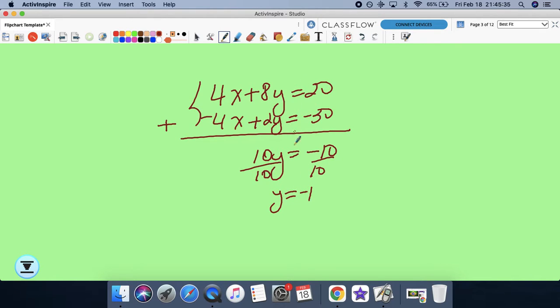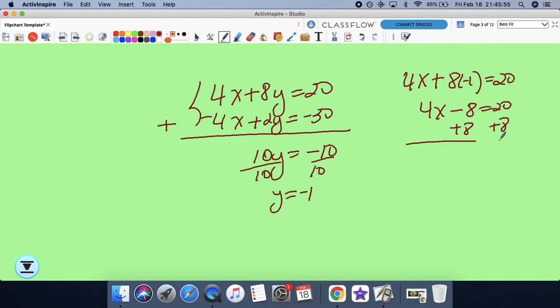Now that I know what y is, I can pick either of the two equations and replace y with negative 1. I choose equation 1, so 4x plus 8 times negative 1. Now that allows me to find the value of x, so 4x minus 8 equals 20, plus 8 on both sides. 4x equals 28, and then divide both sides by 4, x equals 7. So the point of intersection is 7, comma, negative 1.